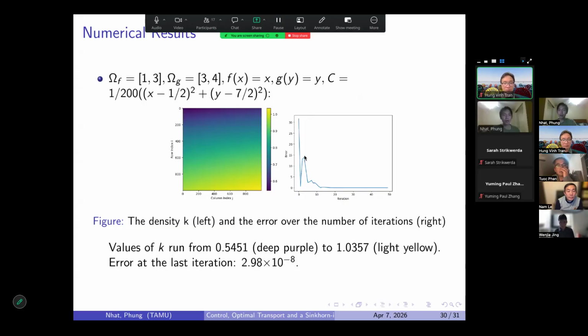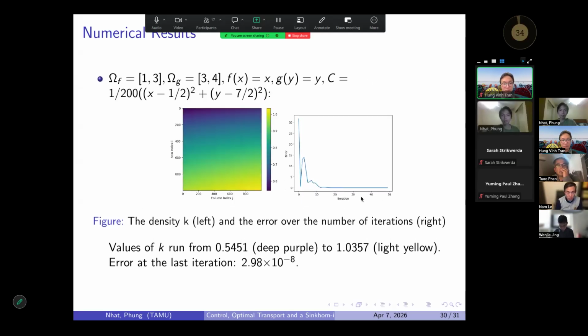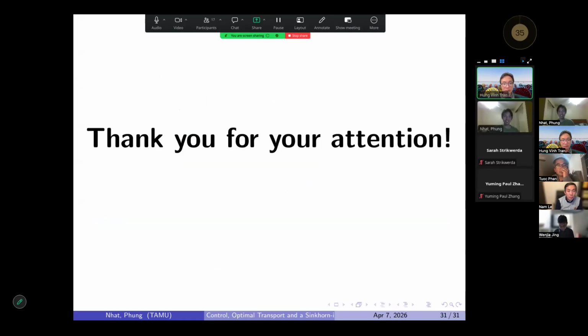Here, we only need around 20 iterations to be stable. If we run only 50, it's already very stable. And so our algorithm works quite well. And so that's wrapping things up.